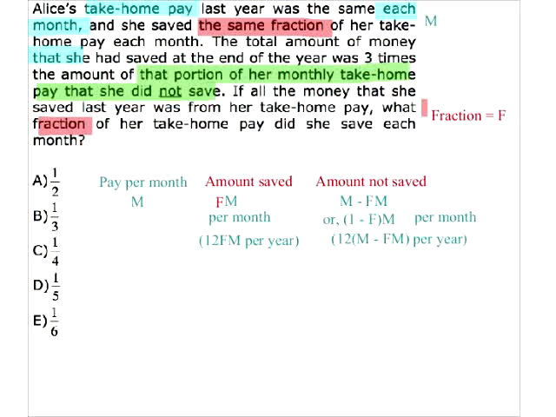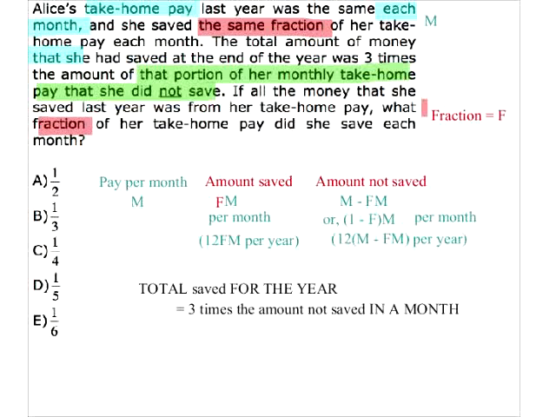So, the total amount of money that she had saved at the end of the year, the total saved for the year, is 3 times what? Be very, very, very careful. It's 3 times what? Yeah, it's 3 times the amount not saved per month. It's not for the whole year. So it's 3 times the amount not saved in a month, because it's the portion of the monthly.